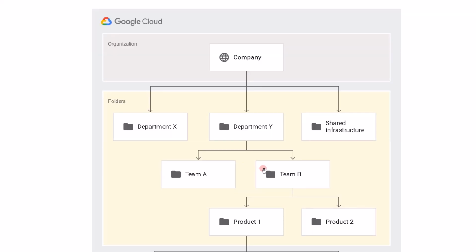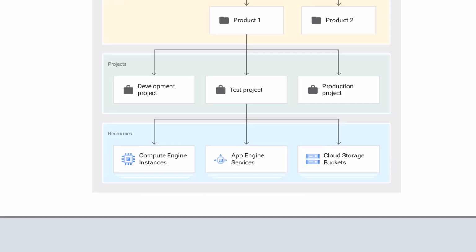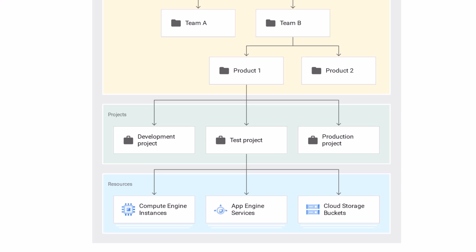Organization. The organization resource represents an organization, for example, a company, and is the root node in the Google Cloud resource hierarchy when present. Folders. Folder resources optionally provide additional grouping mechanisms and isolation boundaries between projects. They can be seen as sub-organizations within the organization resource. Projects. The project resource is a base-level organizing entity.